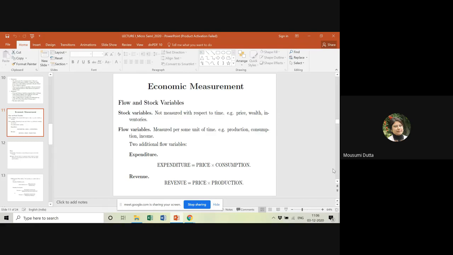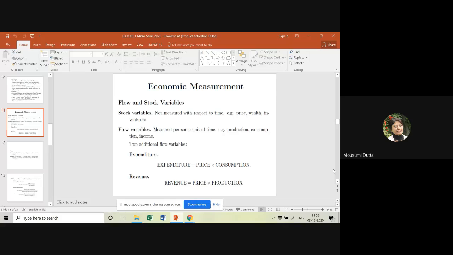Now first, what is a stock variable? Not measured with respect to time. Example: price, wealth, inventories, etc. Now price changes over time, okay, but not on a regular basis. Not that at 11:05 the price is this, and at 12:30 the price will be that. Okay, so it is not like that. For a longer period it remains fixed, and then there will be some changes.